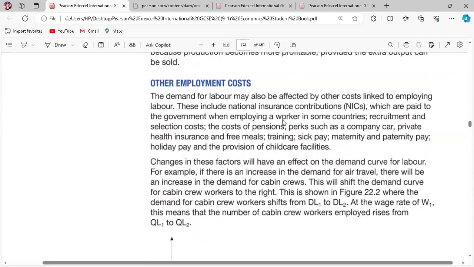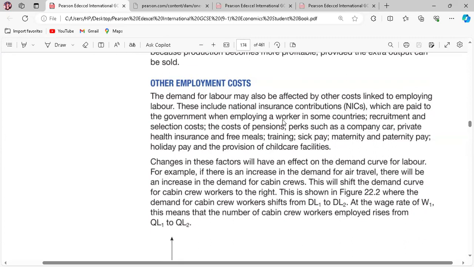The other factor is other employment costs. So, we said demand for labor is derived demand. As a result, that means workers will be employed. So if the cost of employing workers is higher, then demand for labor would fall. But if, on the other hand, the cost of employing workers is less, demand for labor would increase, shifting the demand curve rightward from DL1 to DL2.